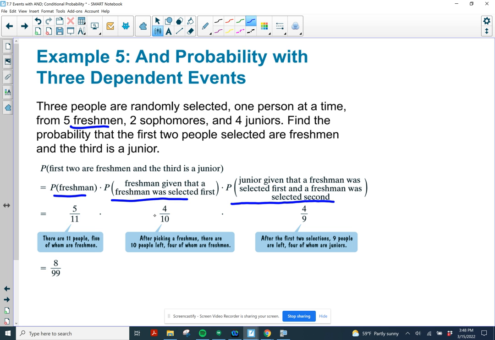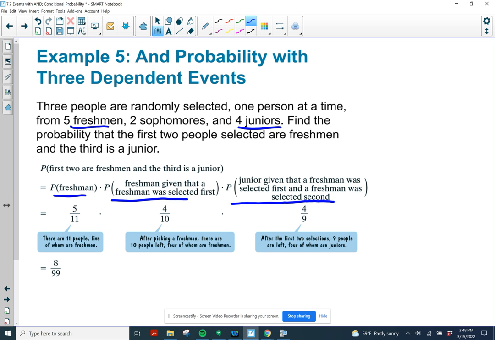Then we multiply that with the probability that we chose a second freshman, given that the first one's a freshman. So that's now 4 freshmen out of the 10 remaining people. And then we multiply by the probability that we have a junior, given that we've chosen 2 freshmen. So we've only got 9 of the original 11 people left. So this denominator is a 9, but we have 4 juniors... so we have 4 out of 9. And then they went ahead and did that calculation for us. They multiplied it out and reduced it even. It reduces to 8 over 99.